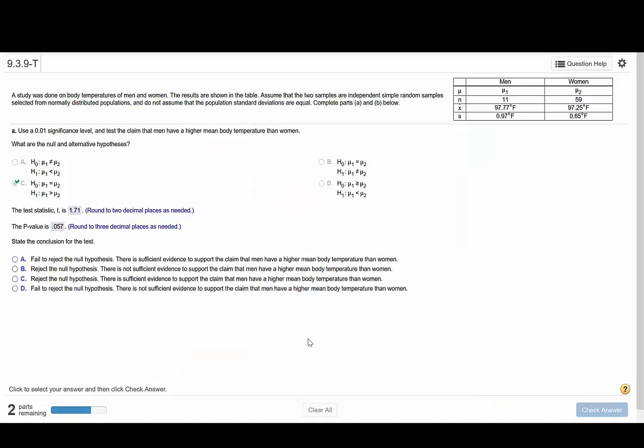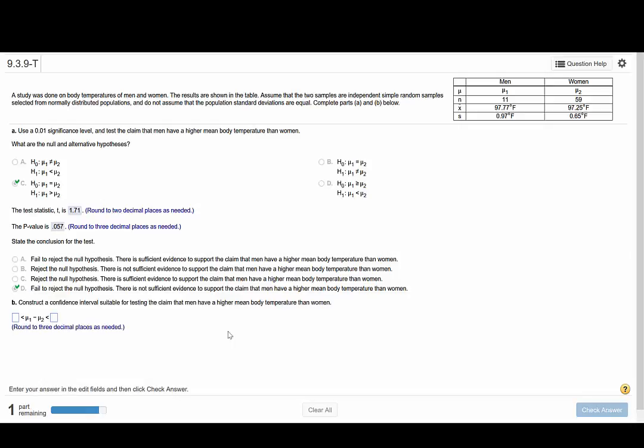State the conclusion. What we'll need to do here is look at our significance level, which is 0.01. Our p-value is 0.057. If the p-value is less than the significance level, or in other words, if the p-value is less than alpha, then we would reject the null hypothesis. But that's not the case here. The p-value is greater than alpha, so we will not reject the null hypothesis. So our choice will be fail to reject the null hypothesis. There is not sufficient evidence to support the claim that men have a higher mean body temperature than women.